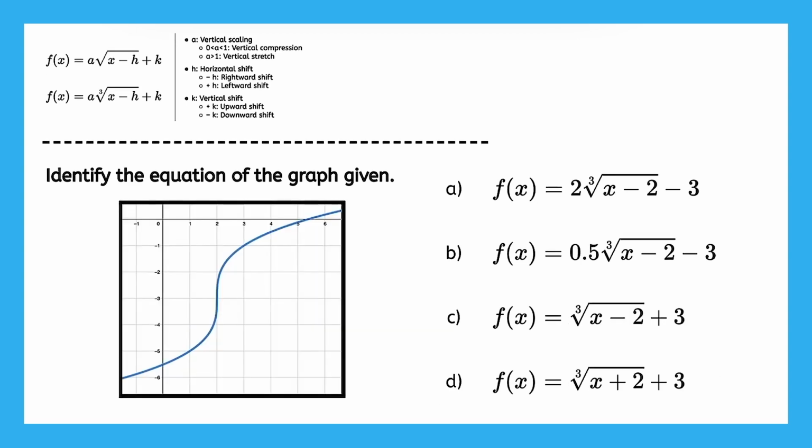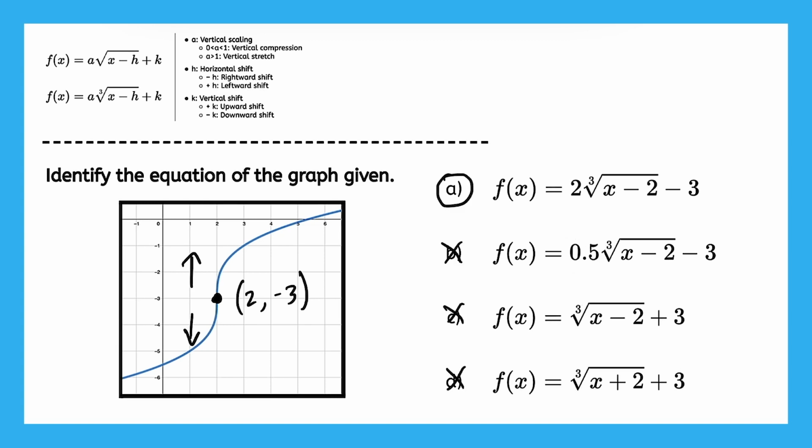All right, this time we have a cube root graph, and the point of inflection is at 2, -3. And this graph has clearly been vertically stretched. So that tells me that the value of A is more than 1. Here in the options, we have a value of A that is 1, value of A that is 1, right? There's an implied 1, even though it's not written, and a value of A that is 0.5. So B, C, and D should not be the answer. The answer should be A, because we can see that A in option A is more than 1.